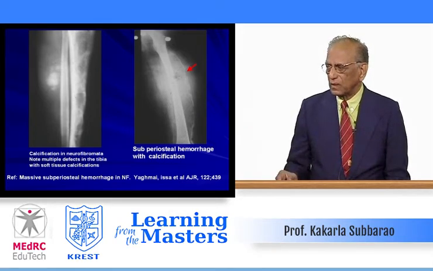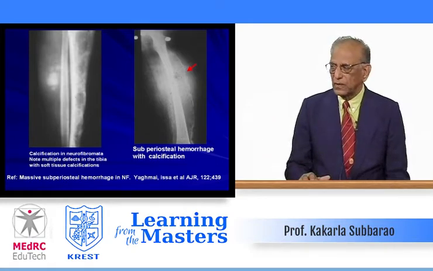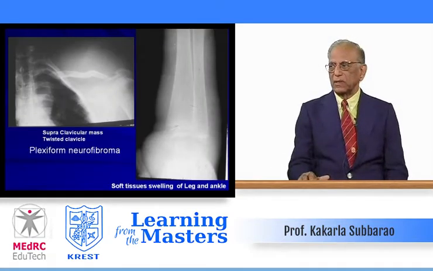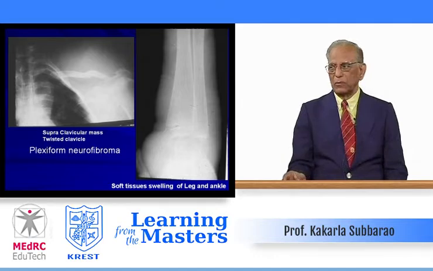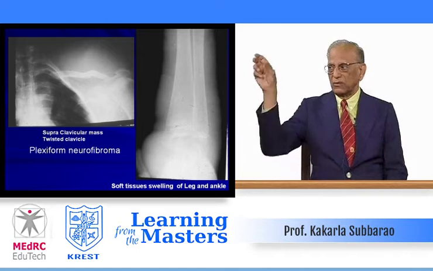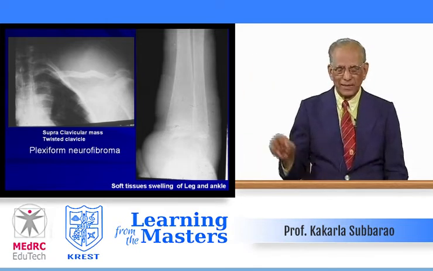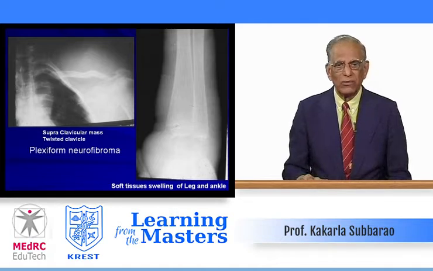In AJR 122, page 439. Supraclavicular mass, twisted clavicle, and we have earlier noted twisted ribs. Here it is a twisted clavicle due to soft tissue neurofibroma, plexiform type. One on your right side, again you see soft tissue swelling of leg and ankle, a slight hypertrophy of the lower ends of the tibia and fibula.